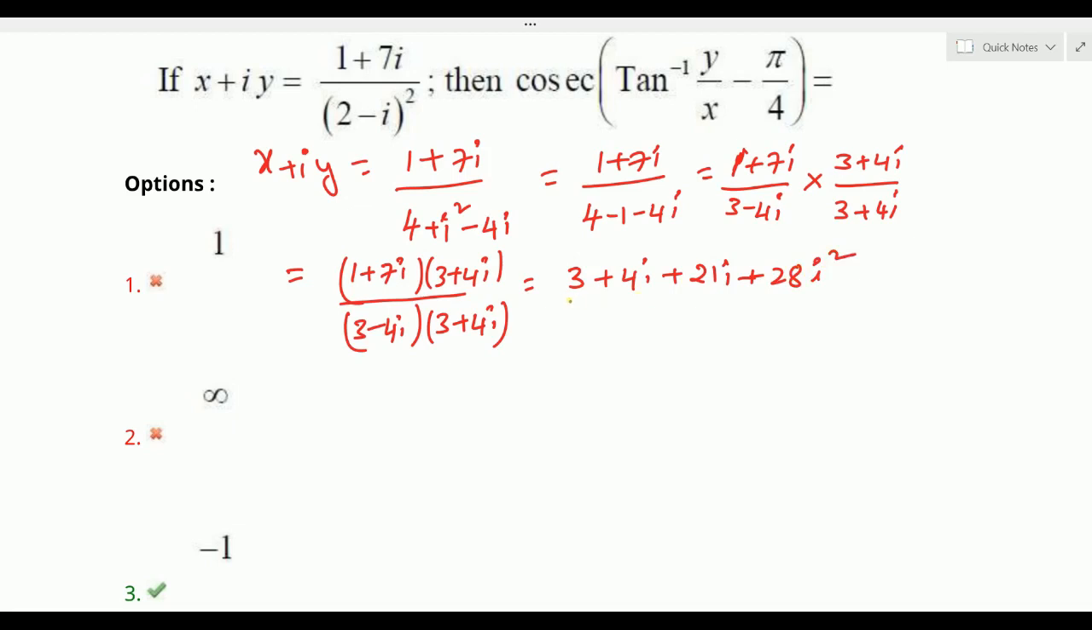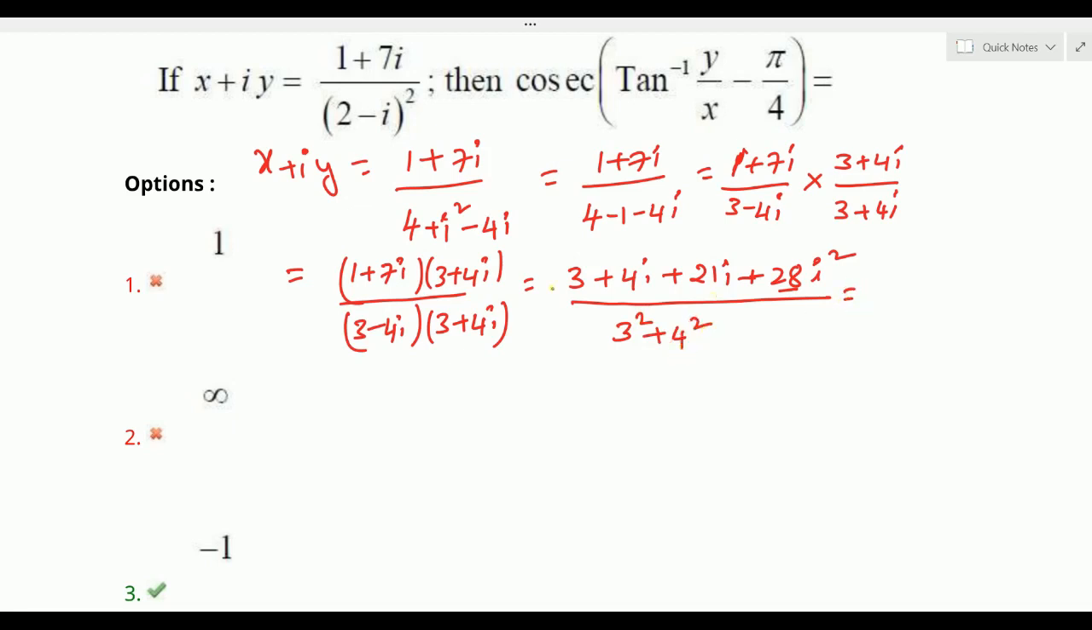Okay, now the denominator, you know denominator a form undi 3 plus 4i into 3 minus 4i, that is a plus ib into a minus ib ఉంటే మనం a square plus b square రాస్తాం. ఎందుకంటే i square అంటే -1 కాబట్టి. అంటే మనం ఇక్కడ దీన్ని 3 square plus 4 square రాసేయచ్చు డైరెక్ట్ గా. i square అంటే -1 కాబట్టి.